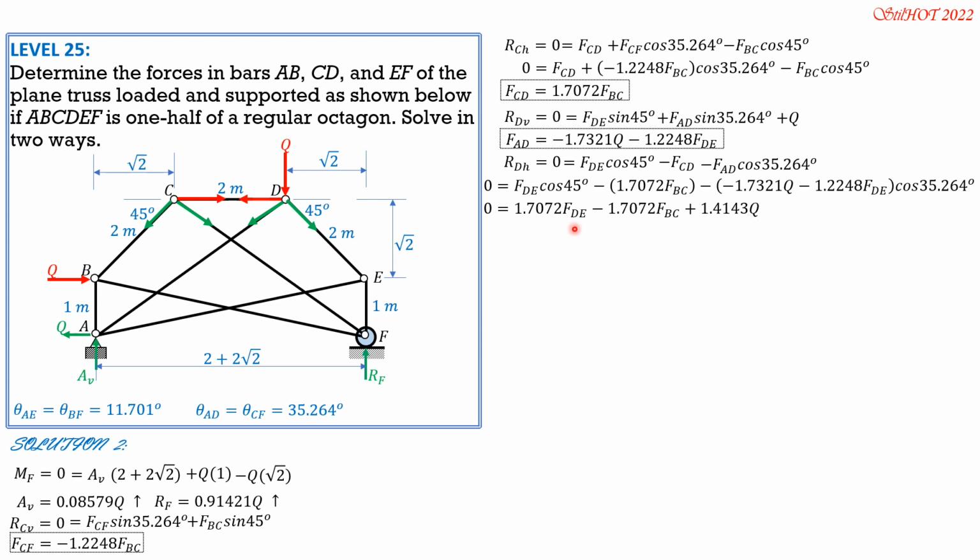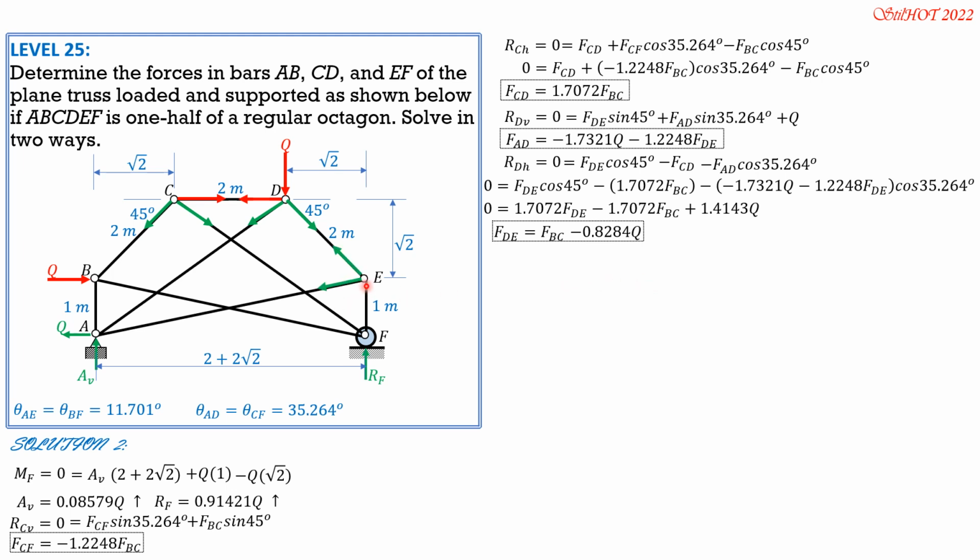So finally, FDE in terms of FBC and Q is FDE equals FBC minus 0.8284 Q. Transpose this to the left, then divide by 1.7072, so that's why FBC. Then negative 1.4143 Q divided by 1.7072 is negative 0.8284 of Q.